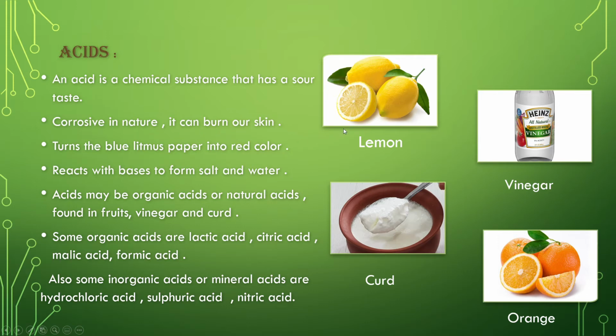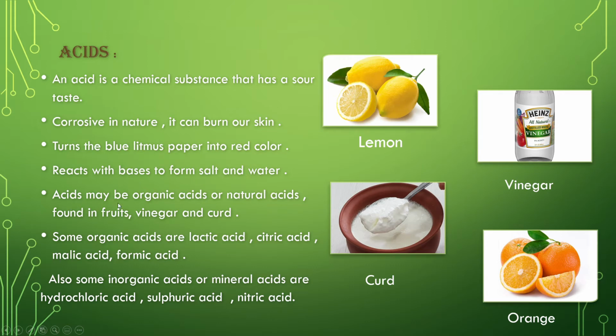And sometimes when the amount of acid is too much, then it can burn our skin. That means if it is concentrated acid, then it can burn our skin. And another nature is, how can you show that any material contains acid? If it turns blue litmus paper into red color, that means it is an acid. And acid reacts with bases to form salt and water. You will know about bases in the next slide.